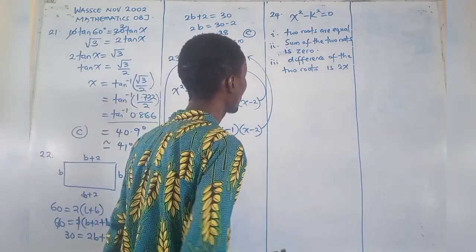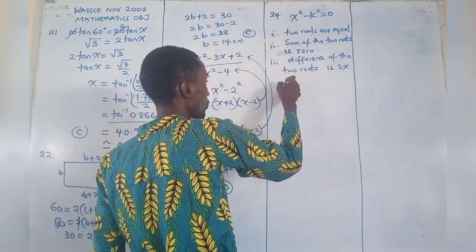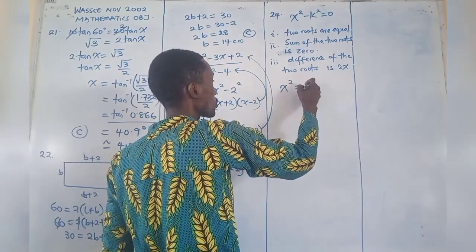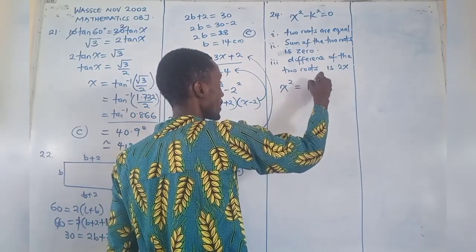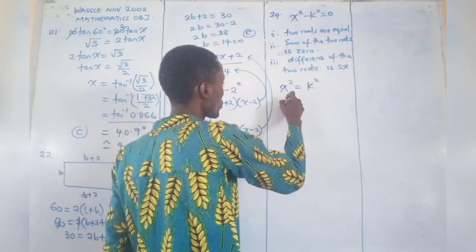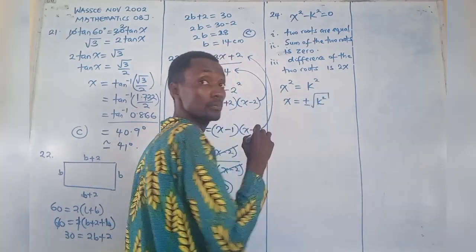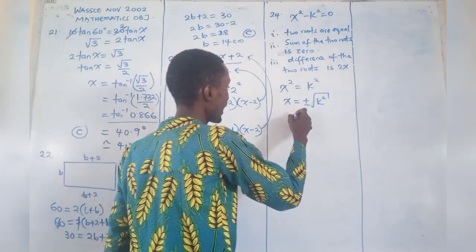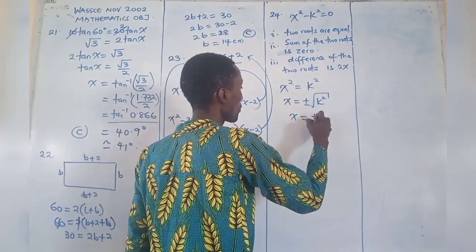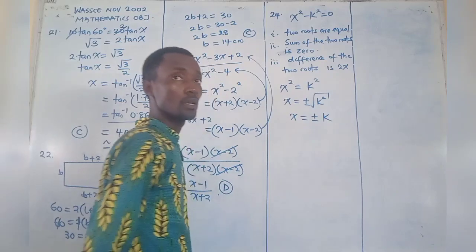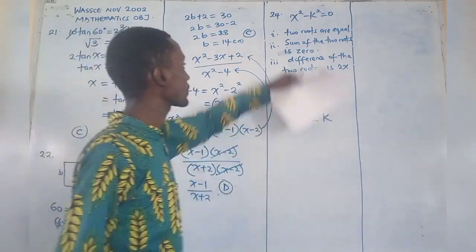2x. So let's confirm that. Now, from this expression, we know that x squared will be equal to what? K squared. Is that not? So x will essentially be equal to plus or minus the square root of what? K squared. Is that not? And that will mean that x will be equal to plus or minus k. So we will use this to mirror what has been said.